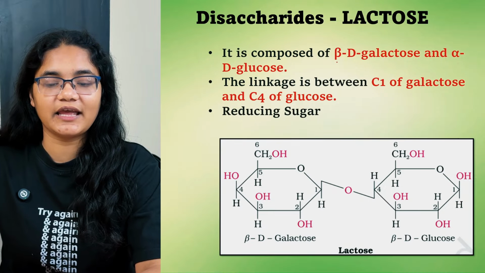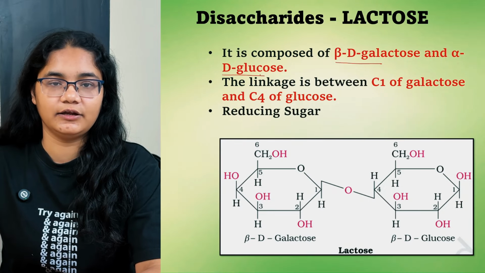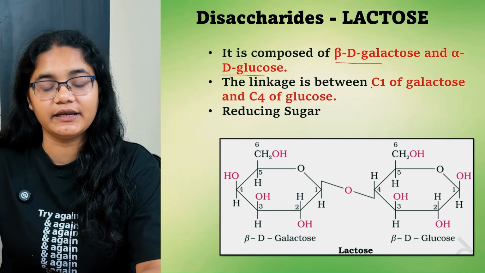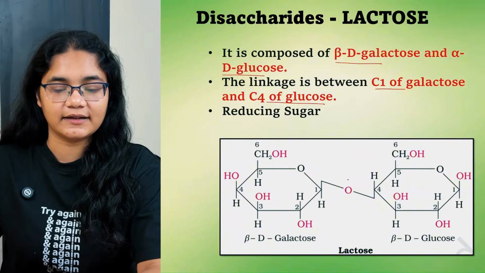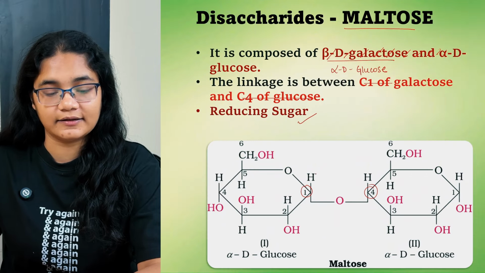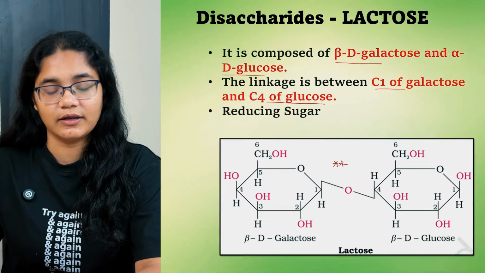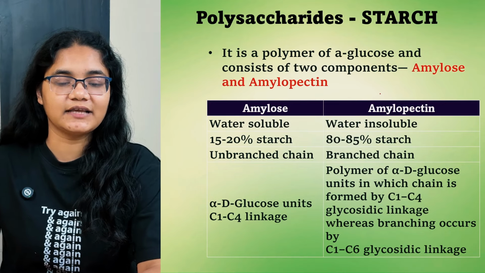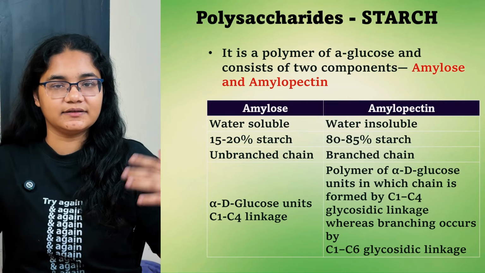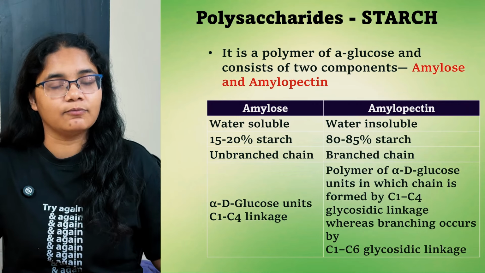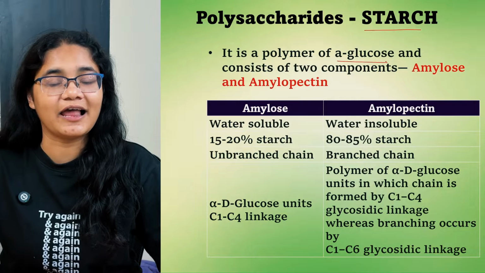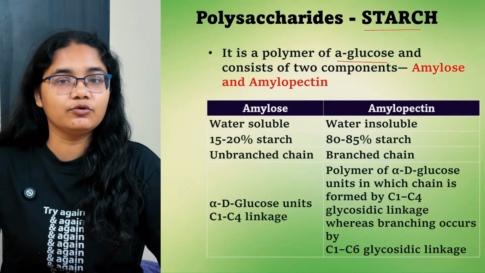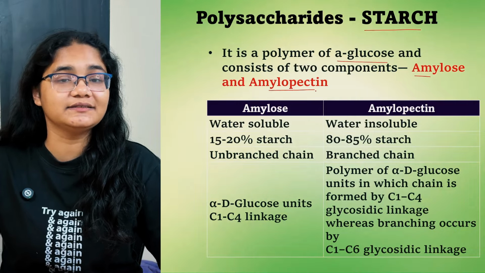Now in lactose we have beta D galactose and alpha D glucose, and here there is a connection between C1 of galactose and C4 of glucose. This diagram is also important, and this maltose structure diagram is also important. Now, polysaccharide means when you break these compounds, you get n number of monosaccharides. The first polysaccharide we have is starch, made up of alpha glucose units, in two forms: amylose and amylopectin.